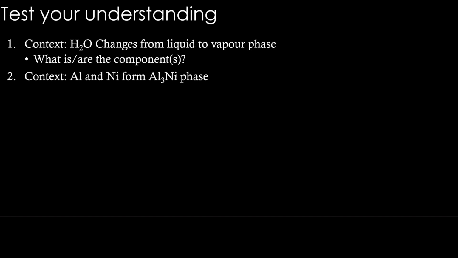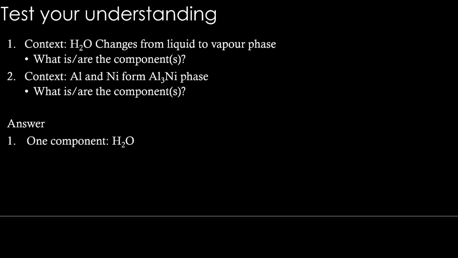The second question: aluminum and nickel form the Al3Ni phase. It's a different intermetallic phase. In this case, how many components are there and what are the components? Pause, think about it, and then play, see the answer. For the first case, it is one component, H2O. For the second case, it's two components, aluminum and nickel. I hope you got it right.